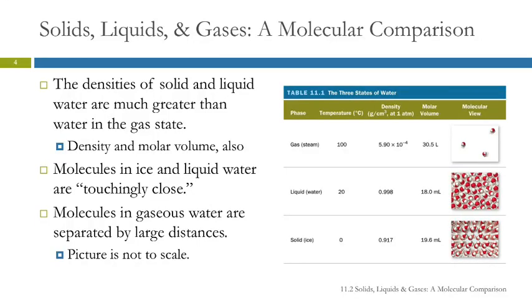Let's review the differences between solids, liquids, and gases. So we're familiar with water in all three physical states. In the gas state, we call it steam. The liquid state, we call water. And the solid state, we call ice.